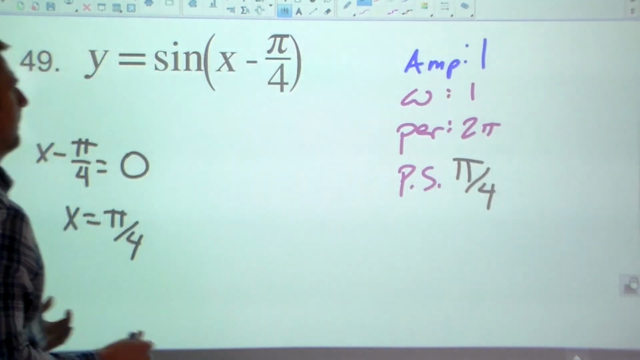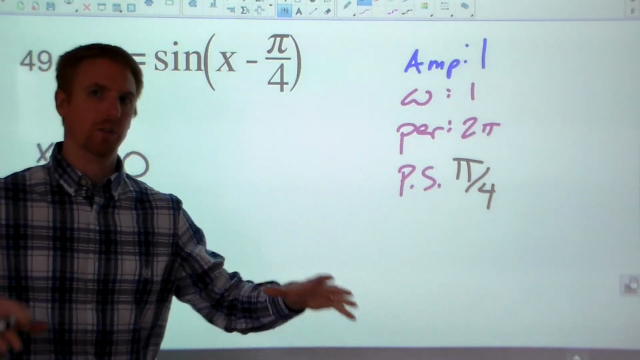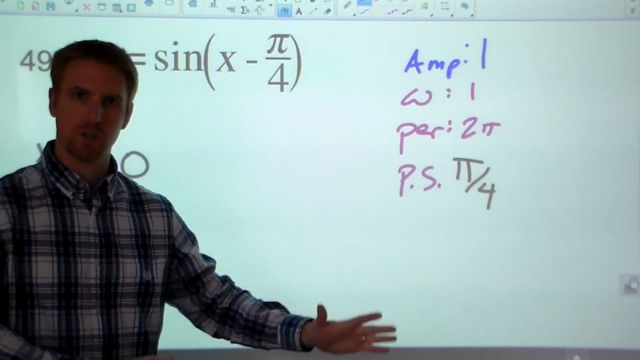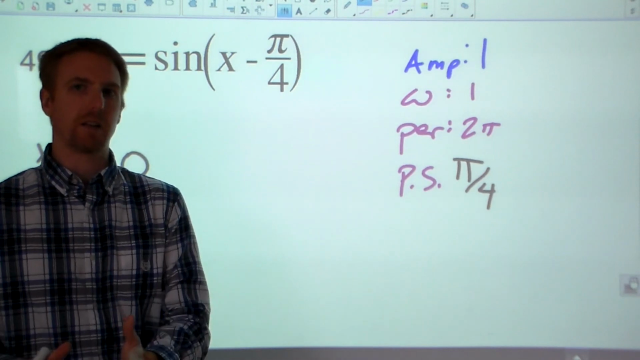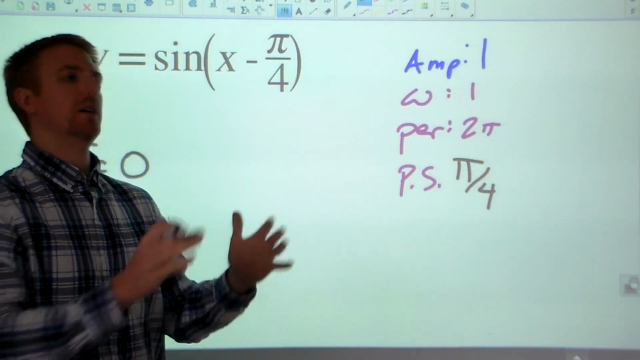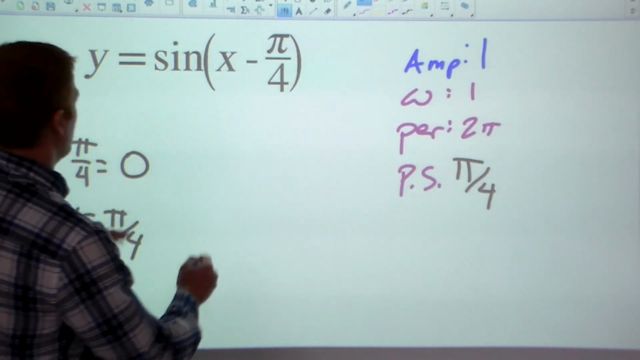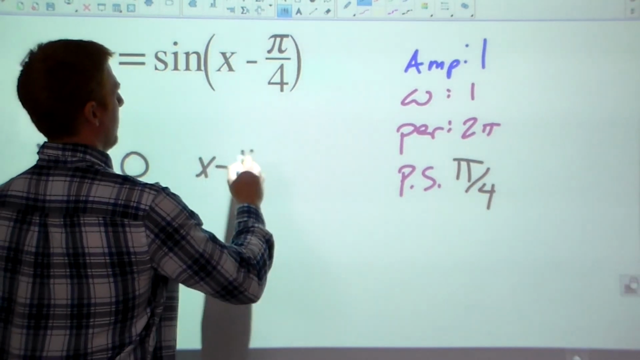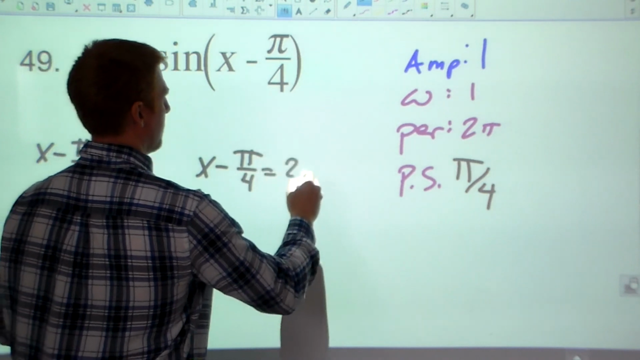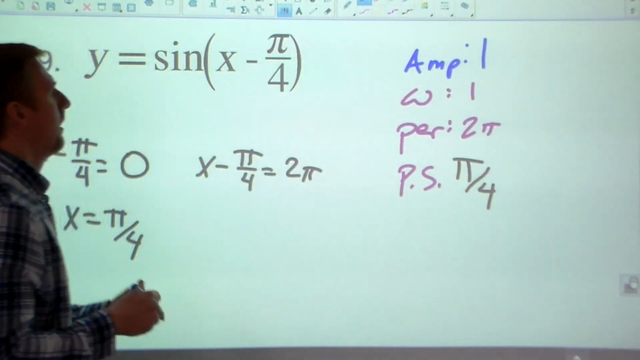Now, while I'm at it, this is really all you need for day 1. So if you're just checking for day 1, you can stop here. If you're ready to check this for day 2 on the graph, then keep going. So after I get the phase shift, I like to immediately do this. Take what's in parentheses and set it equal to 2 pi.